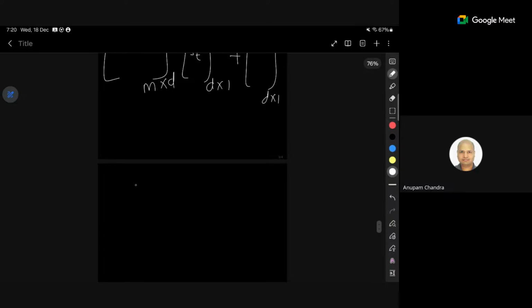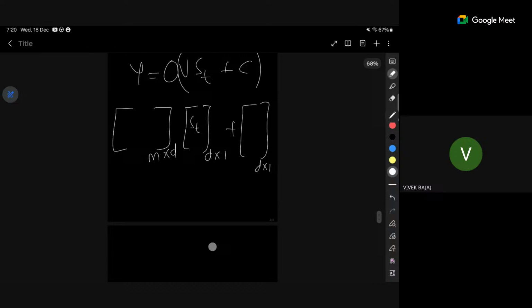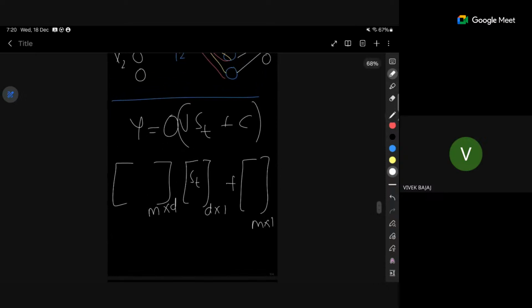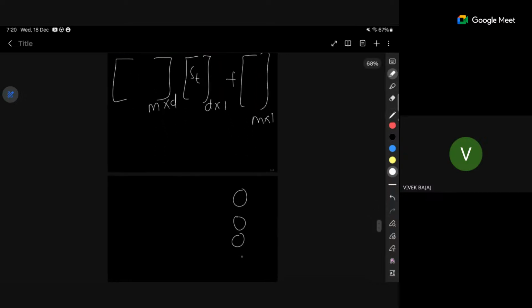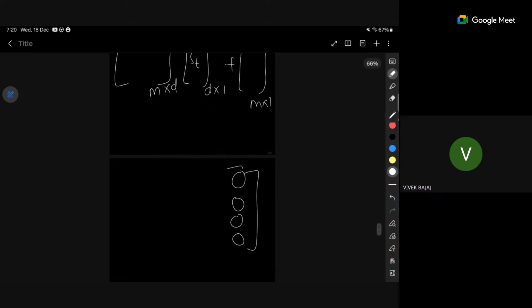Yes. So Y and ST. So this plus will be D cross 1 or M cross 1? The C. Yes, plus is C. It has to be M cross 1. Okay, this should be M cross 1. Then we'll apply softmax over it, and we'll have M cross 1 only, right? So we'll have M outputs, and that is going to be Y. So we'll get Y that way.